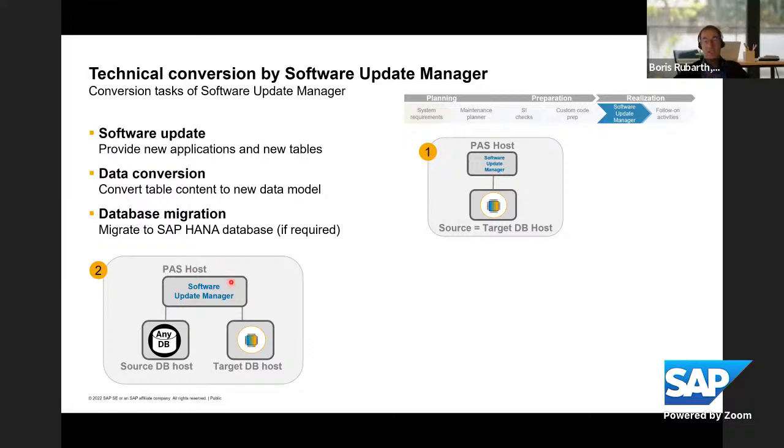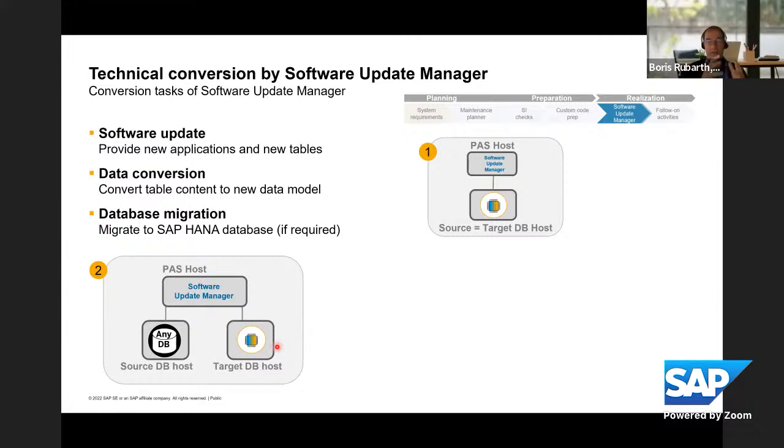We obviously change the database and the database host, but from the application server perspective, we still call this an in-place procedure. And in this case, where the source is not yet on HANA database, the software update manager will have to carry out the database migration. This is done with what we call DMO, database migration option, a feature in the software update manager to also migrate from non-HANA to HANA database, if required.